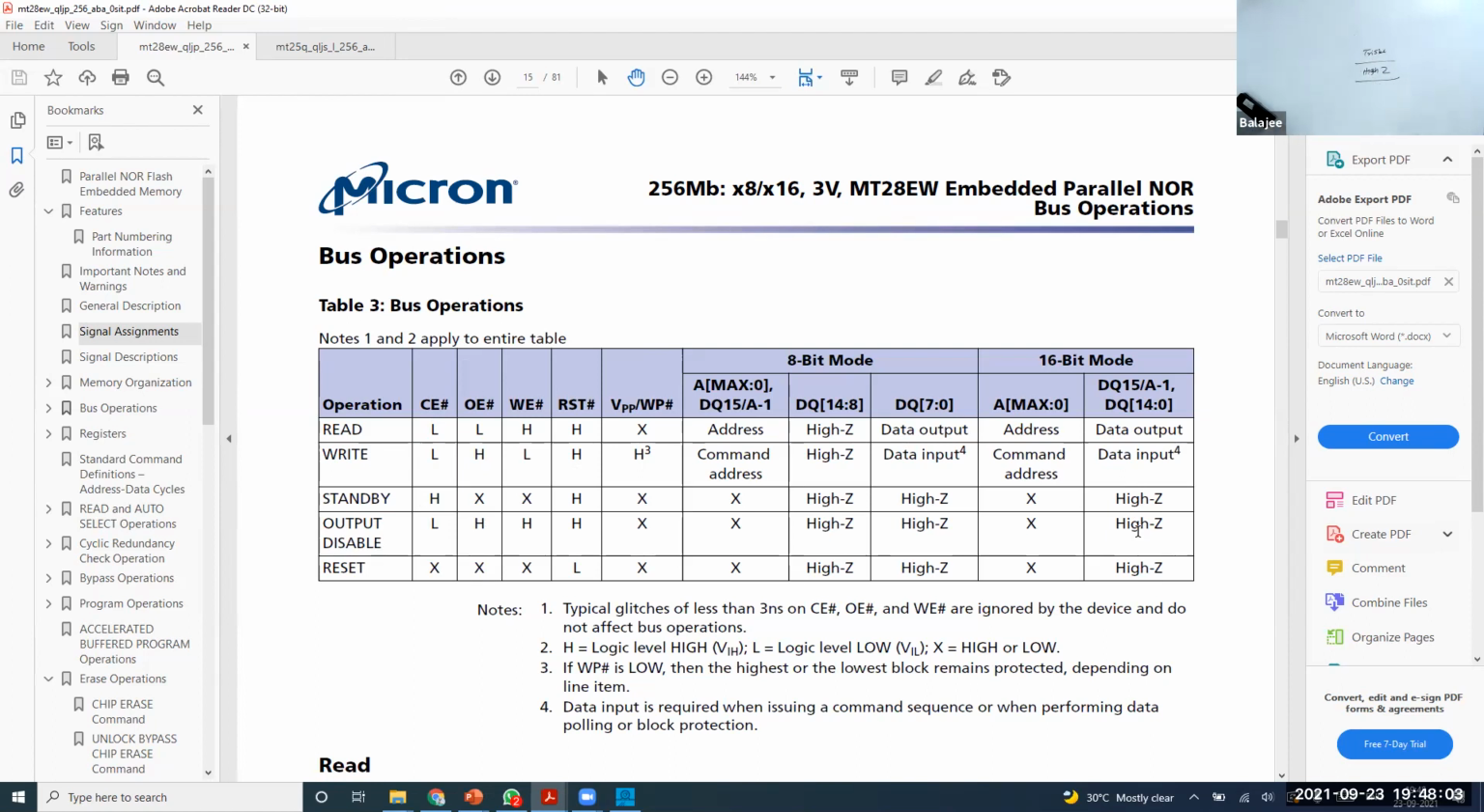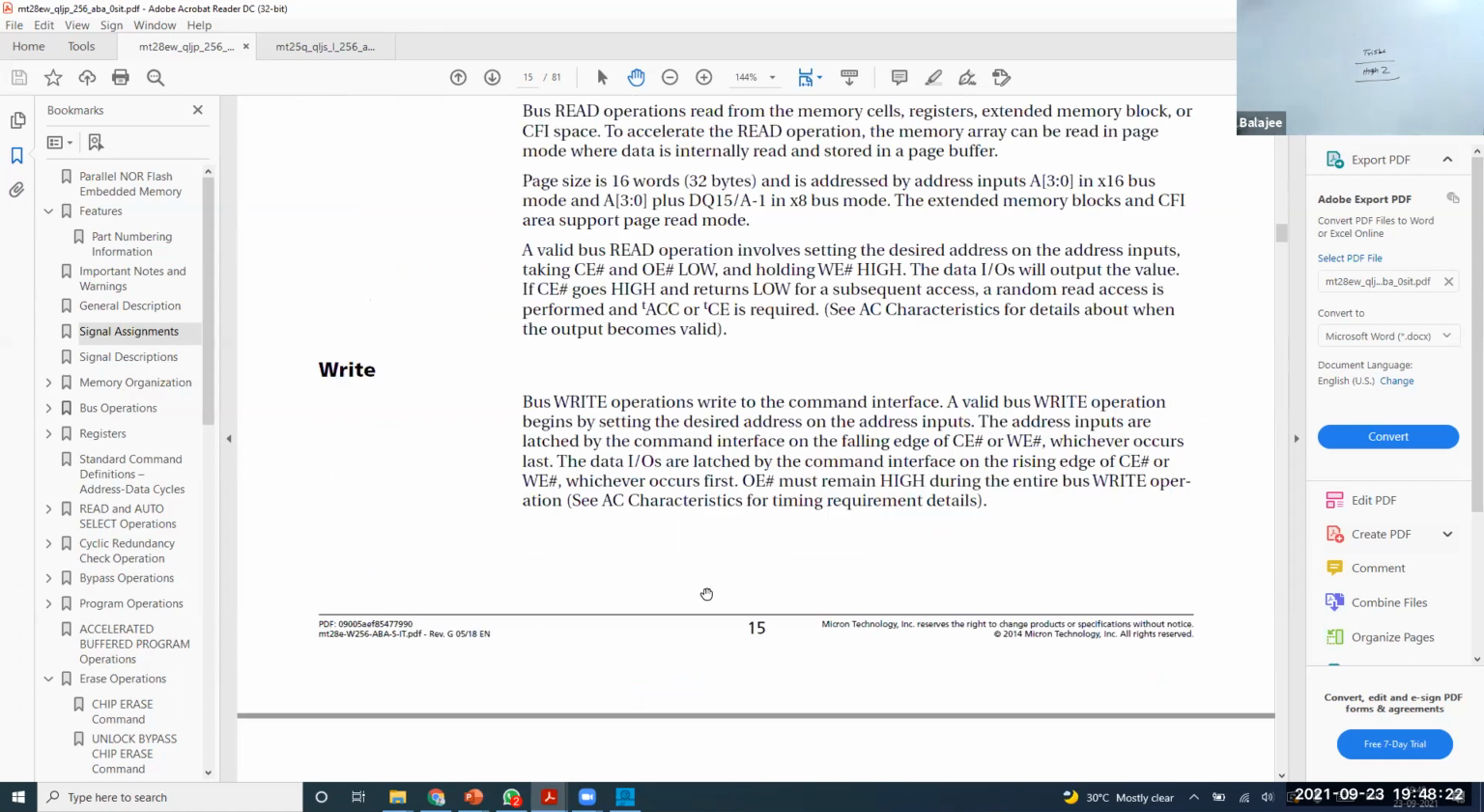We discussed tri-state in depth. That is why I gave a lot of priority to tri-state. Everywhere you will see only tri-state. Now this is the bus operation. Now let us see what the commands are. That is very important for us.